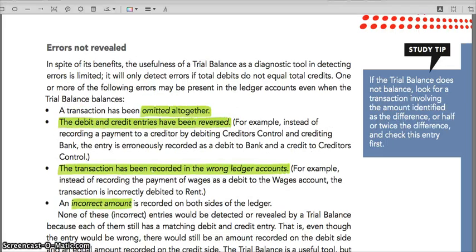So you can use this tool to check your own working out, as well as to make sure that obviously the accounting equation is in balance. So that finishes the section on the trial balance.